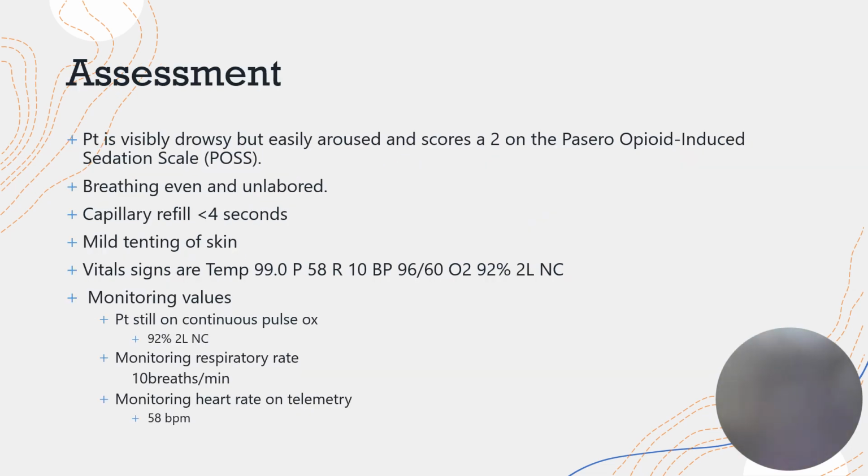The nurse goes in to see Mr. Shea to do her shift assessment. She sees that he's not unresponsive now, but he's still drowsy, though easily aroused. And so he scores a 2 on the POSS scale.